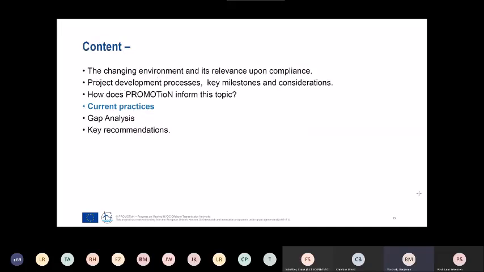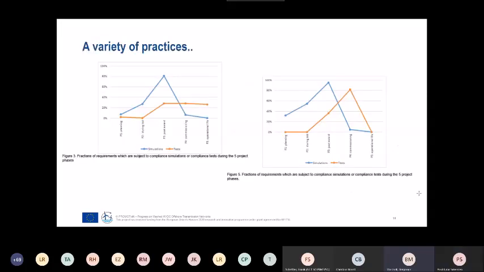If we move on to current practices, we sent a questionnaire around the various stakeholders, and thank you all for your responses. Just to highlight a few of the points. In the top left here, you've got the fractions of requirements that are currently subject to simulations, which is the blue, or tests in the orange, during the 5 stages of the Seagray test schedule. So you can see here a relatively limited number of simulations and tests in the planning stage, and an increasing level of tests when we get to the operational stage.